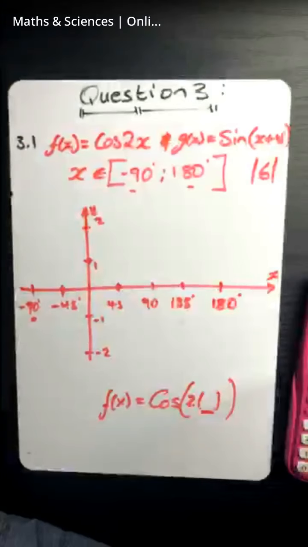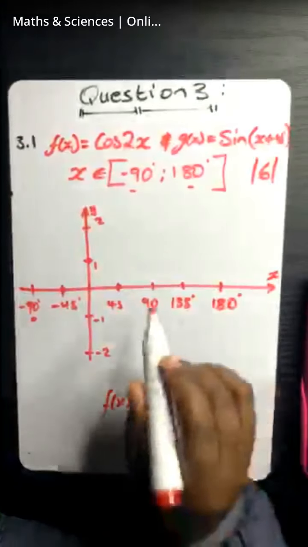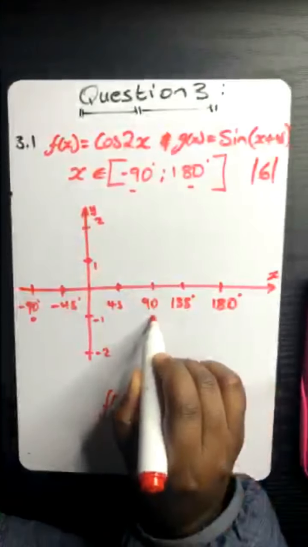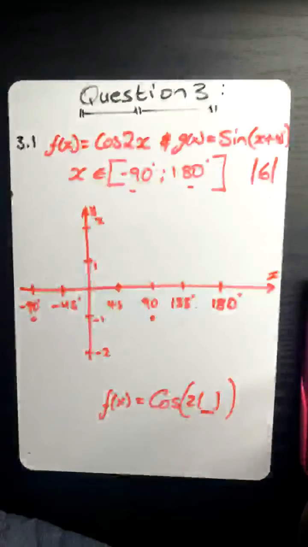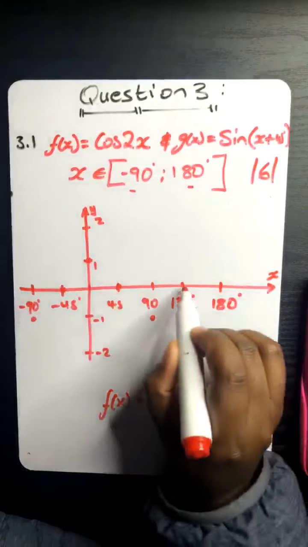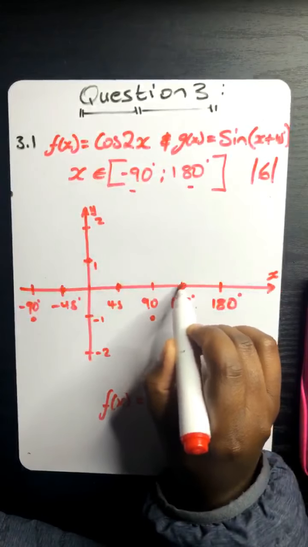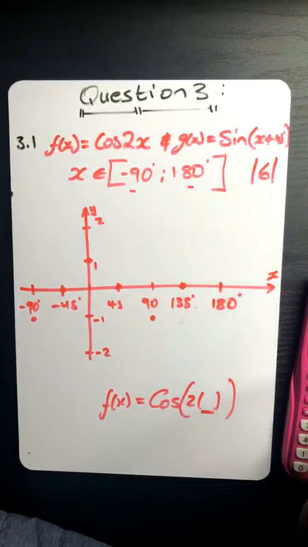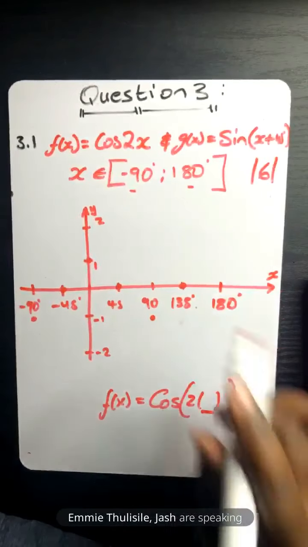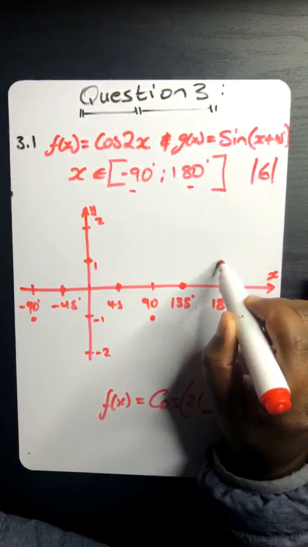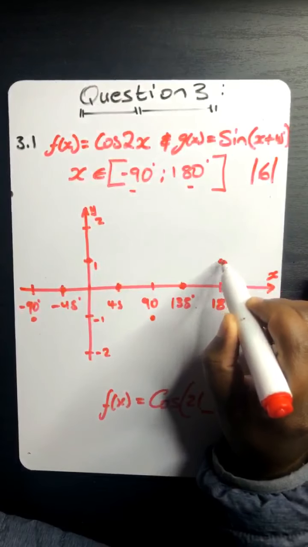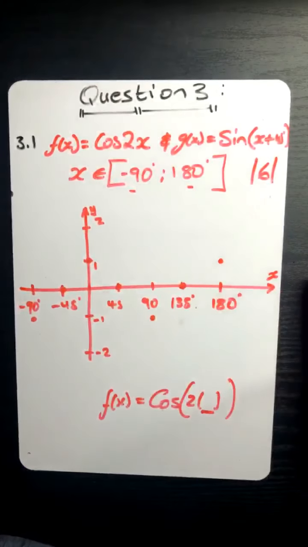Let's go to 90. I'm getting -1. What are you guys getting over there? -1. 135. On 135, I'm getting 0. What are you guys getting there? 0. I'm now on 180. I'm sure you guys got a 1.